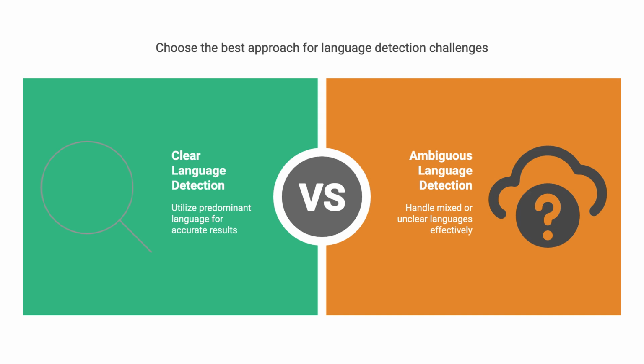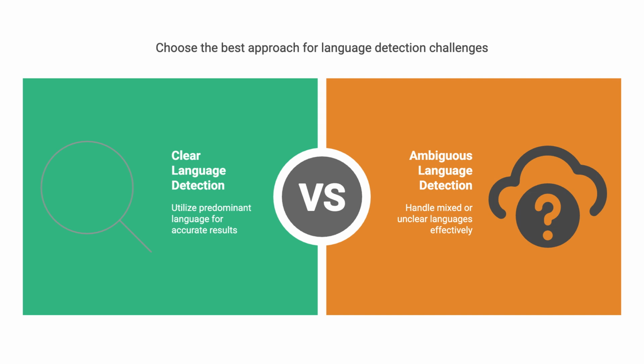On one side, we have clear language detection. This approach, represented by the green panel and the magnifying glass icon signifying focus, is ideal when the input text is predominantly in a single, identifiable language. Think of standard documents, articles, or longer user comments. Here, the service can confidently utilize the strong signals of the predominant language to deliver highly accurate results, confidently pinpointing the language used.